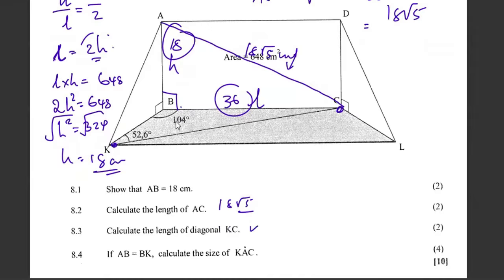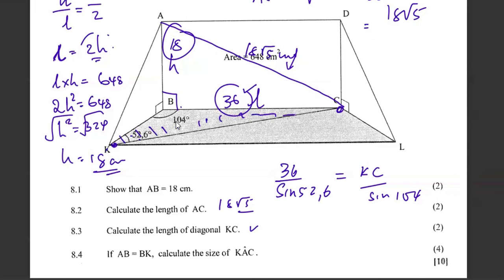Then what are we going to use? Can we use the sine rule? Because we know that this is a 36. Yeah, I think. So 36 over the sine of 52.6 is equivalent to KC over the sine of 104. I'm looking at the triangle KBC. Okay, then do your cross multiplication. So KC becomes 36 sine 104 over sine of 52.6.